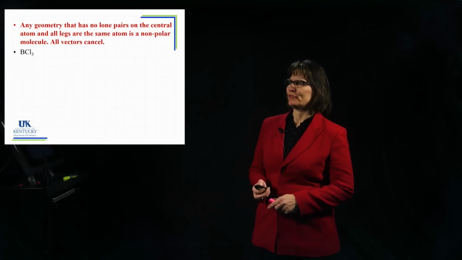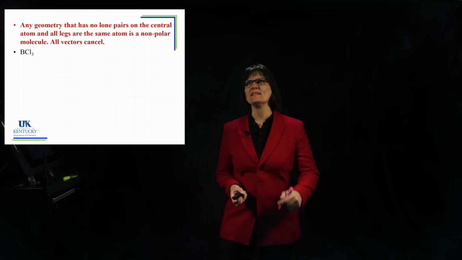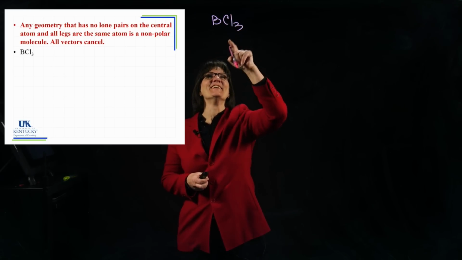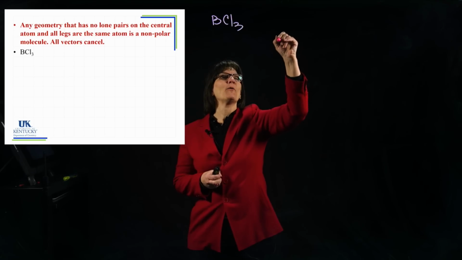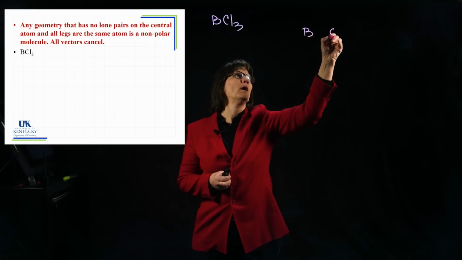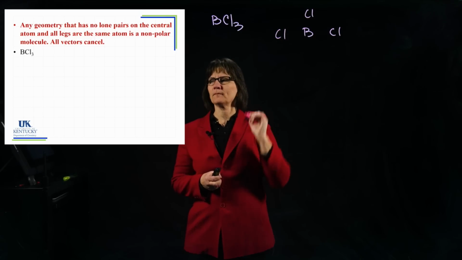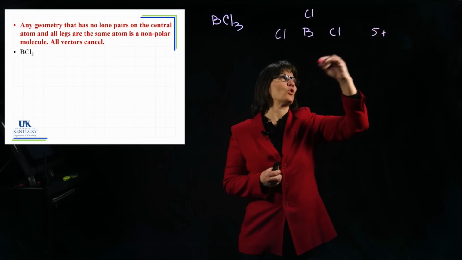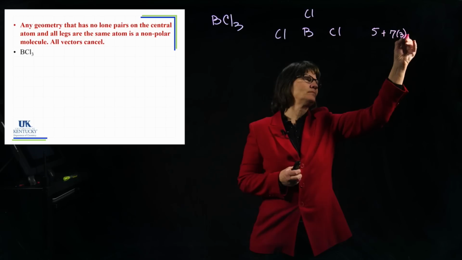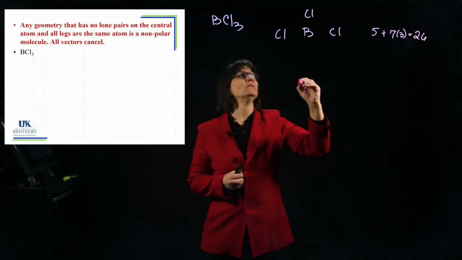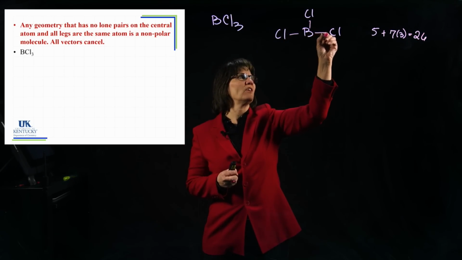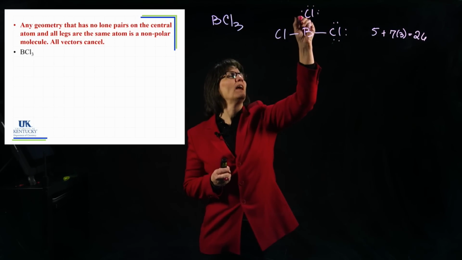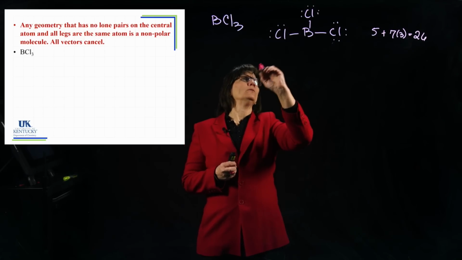So let's do some other examples. The next one is BCl3. I already told you what BCl3 looks like, but let's pretend like I didn't. BCl3 is boron with 3 atoms around it. So boron, chlorine, chlorine, chlorine. We count up valence electrons. Boron has 5, plus each chlorine has 7. That gives me 26 electrons. I connected 2, 4, 6, 8, 10, 12, 14, 16, 18, 20, 22, 24.